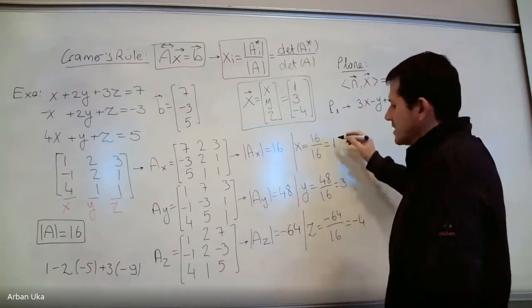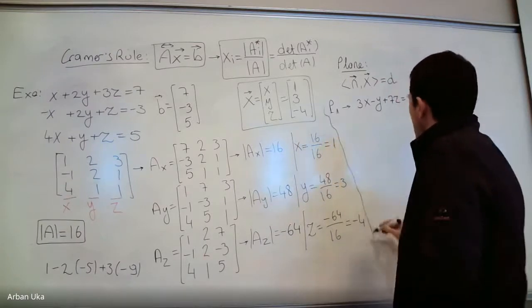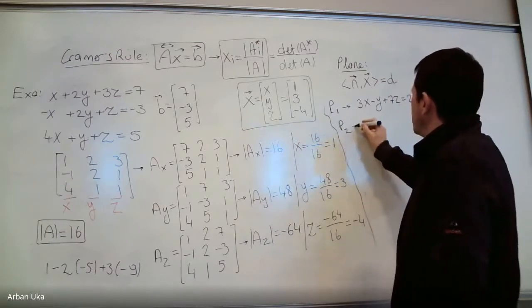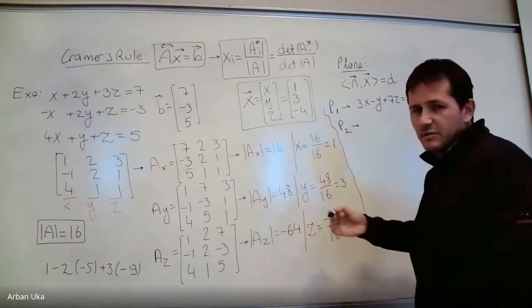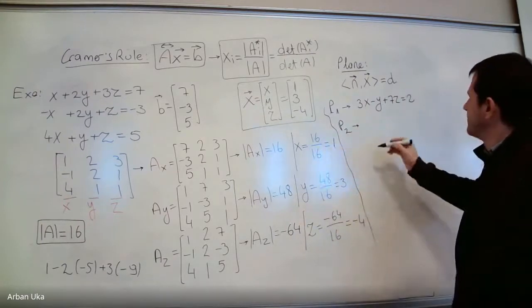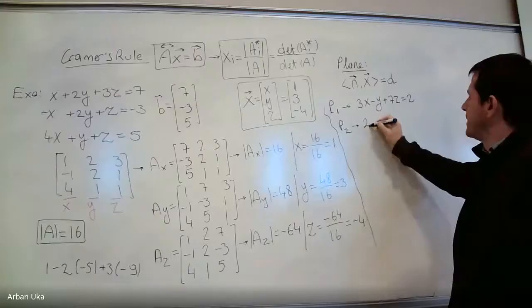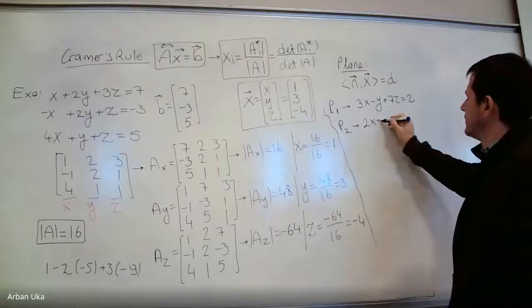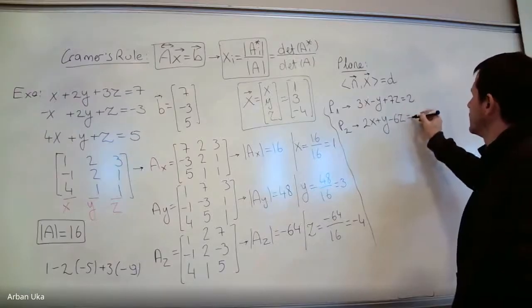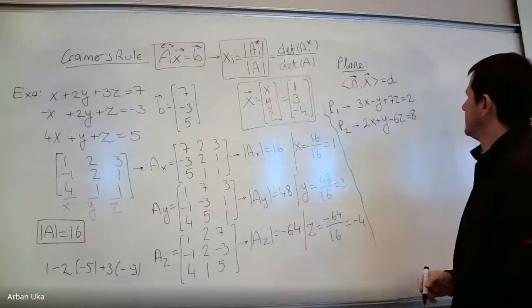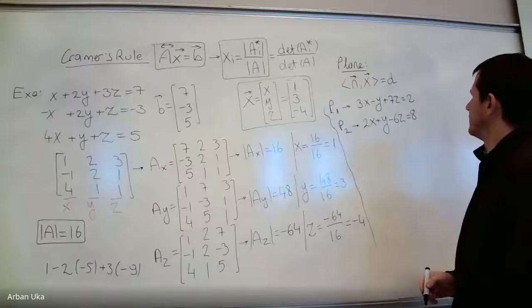Now, let's give another plane. Plane P2 can be equal to, give me some numbers, any random numbers. 2x plus y minus 6z equal to 8. Okay, but I have no idea if there's a solution to this.